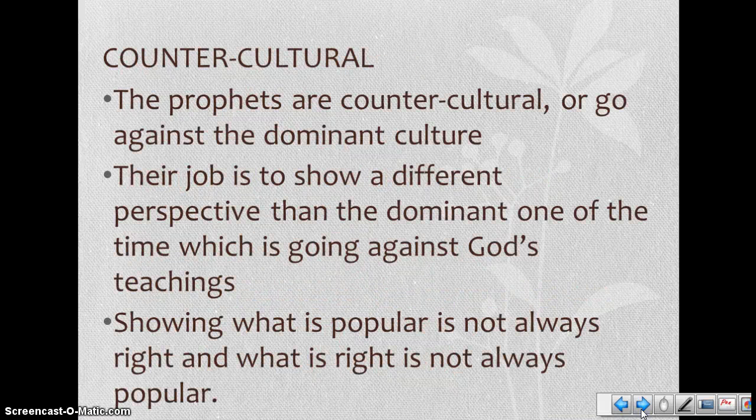Furthermore, the prophets are countercultural, meaning they go against the dominant culture. Their job is to show a different perspective than whatever the dominant one is of the time, because that dominant perspective is going against God's teaching. So the prophets are showing that what's popular is not always right, and what's right is not always popular. And they're calling the people back to God.